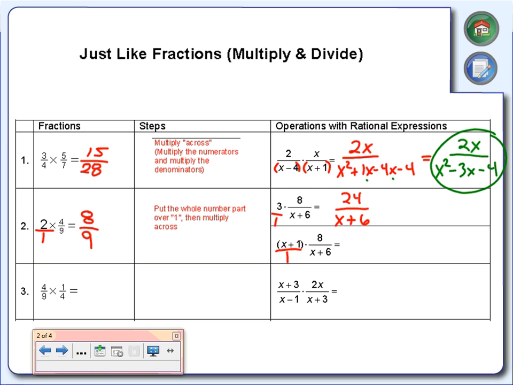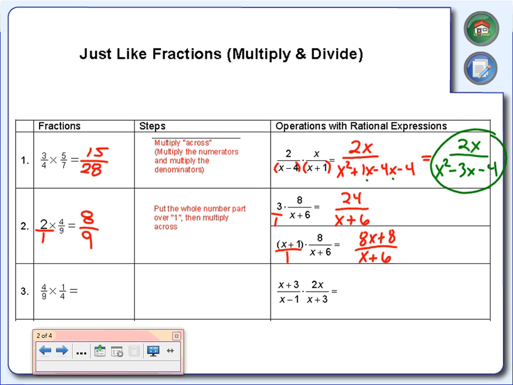All right, so help me out here. I need to multiply x plus 1 times an 8. Anybody know what you get when you multiply x plus 1 times an 8? 8x plus 8. There you go. You use the distributive property. 8x plus 8 is what you get. What do you get when you multiply 1 times x plus 6? X plus 6. And there you have it. All we do is multiply straight across. Of course, we did that after we turned the x plus 1 into a fraction.